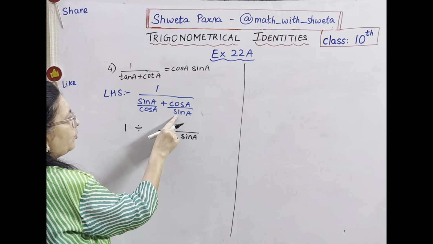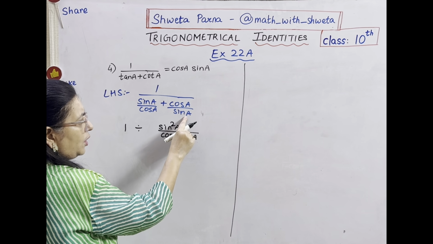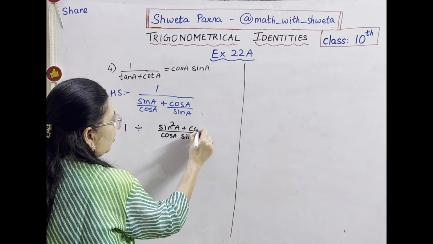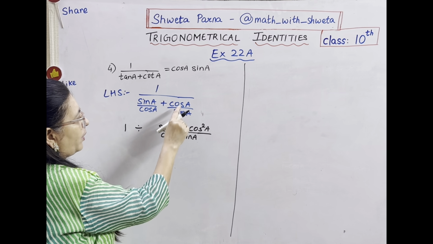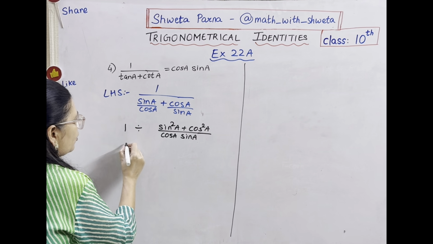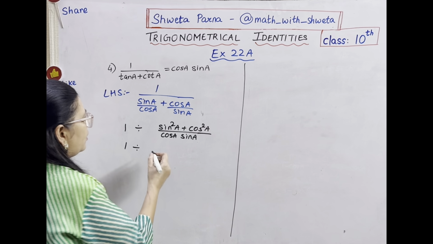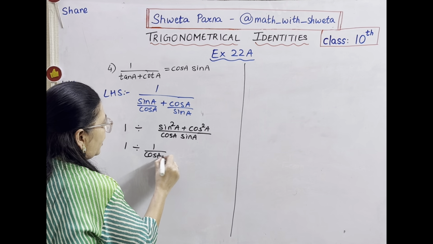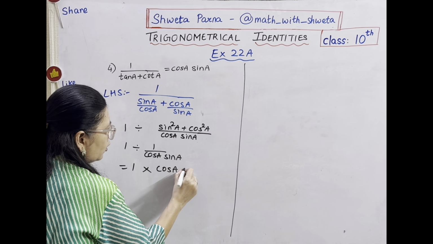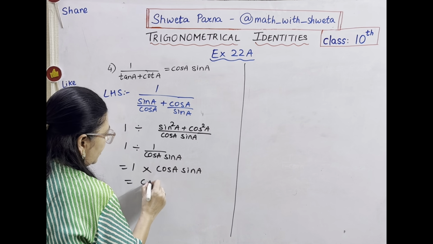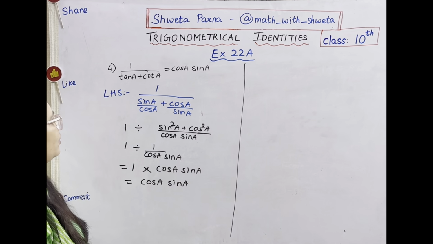Now cos A is already there, so you will multiply this. This will become sin square A plus, here you need to multiply cos A, so this will become cos square A. Clear? See, sin A into sin A is sin square A, cos A into cos A is cos square A. So 1 divided by, what is sin square A plus cos square A? The value is 1. So 1 upon (cos A into sin A), take the reciprocal: cos A into sin A. So the answer is cos A sin A, which is your right hand side. Okay, let's go to the next one.